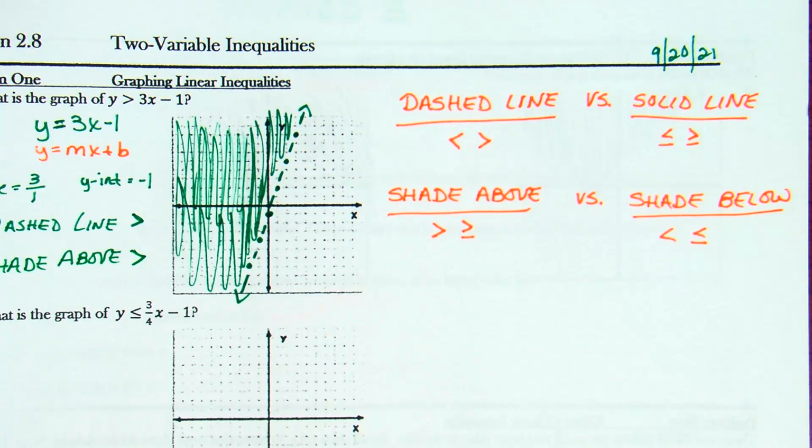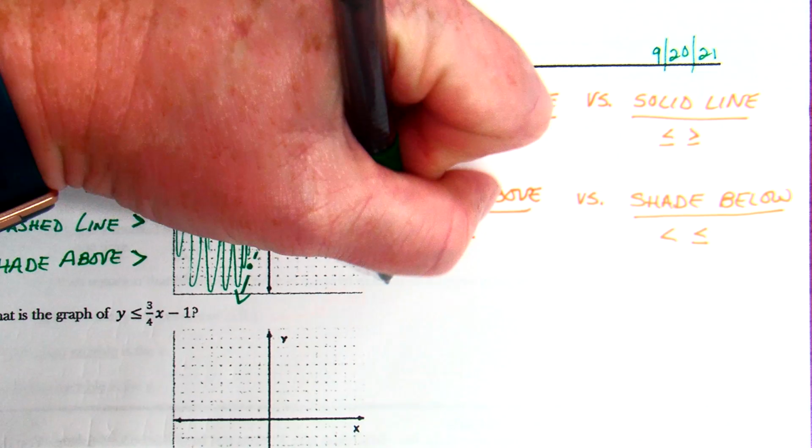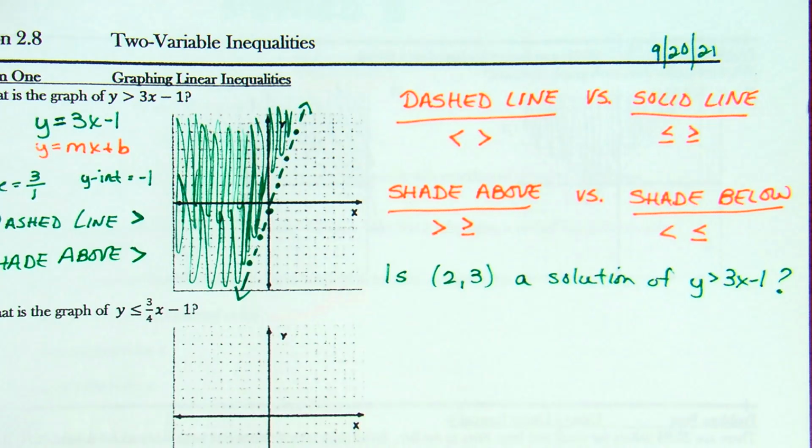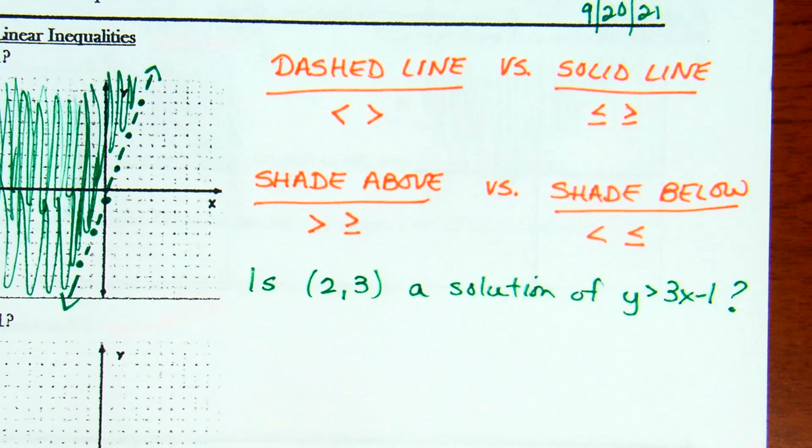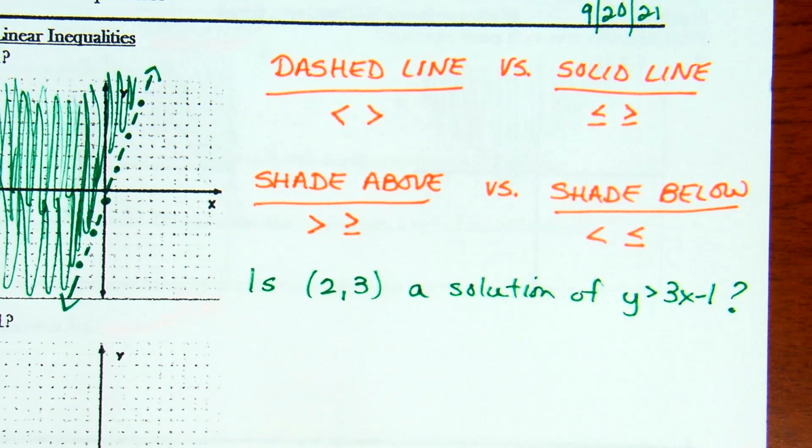Now, before I go back to example 2, let me think, I recall you see a question like this in MyMathLab. So let me have you guys think about this. Is the ordered pair (2, 3) a solution of y greater than 3x minus 1? I don't have this in the notes, but I'm going to handwrite it in. We're going to talk about it.